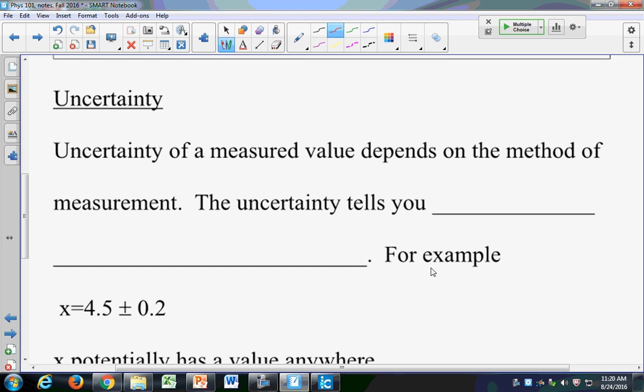Okay, just briefly on uncertainty. We did this in lab. We talked about systematic and random uncertainty. Some of you are doing lab today, I know.